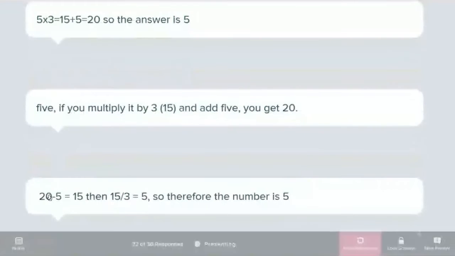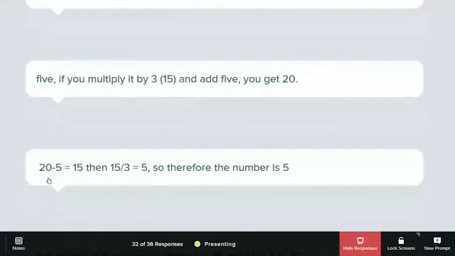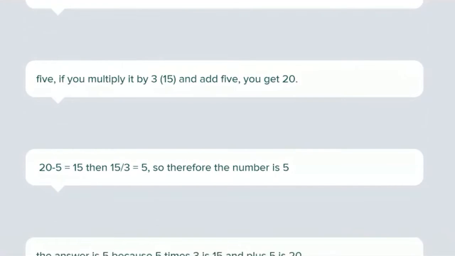But I also see a different approach here. And this one says 20 subtract 5 is 15. So it's a different approach. And 15 divided by 3 is 5. And why did you do that? Why did you do 20 subtract 5? And then why did you do 15 divided by 3?